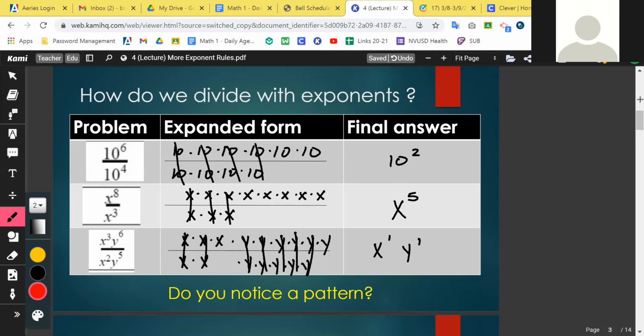Now looking at going from the problem to the final answer, I can see, hopefully the same thing that you see, that if I take the exponents and subtract them, so keep the 10, subtract 6 minus 4, I get the 2. If I keep the x, take 8 and subtract 3, I get the 5. And then here, even with 2 separate variables, if I keep the x and do 3 minus 2, I get 1. And if I do 6 minus 5, I get 1. So it turns out that the rule, the shortcut that we can use, is we're going to keep the base and we're going to subtract the exponents.